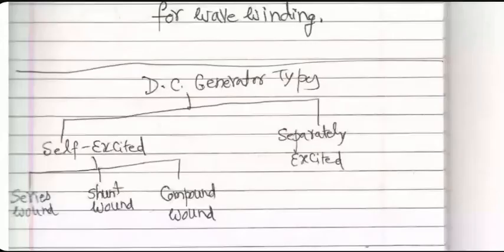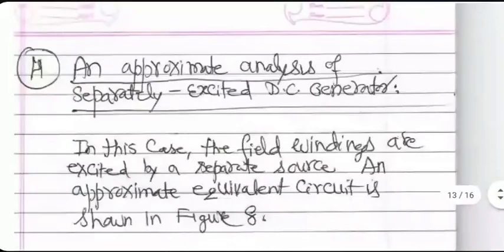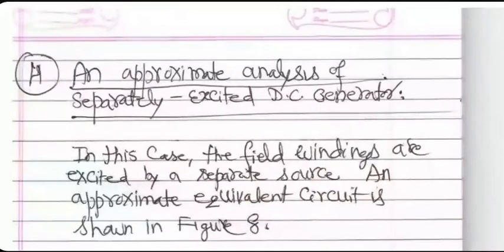Depending on how you are exciting the field windings, you can have either separately excited generators or self-excited generators. Self-excited generators can be again series type, shunt type, or compound type. Now, as usual, for each, we'll draw approximate equivalent circuits to try to predict the performance. Let's at least get started today with separately excited generators.